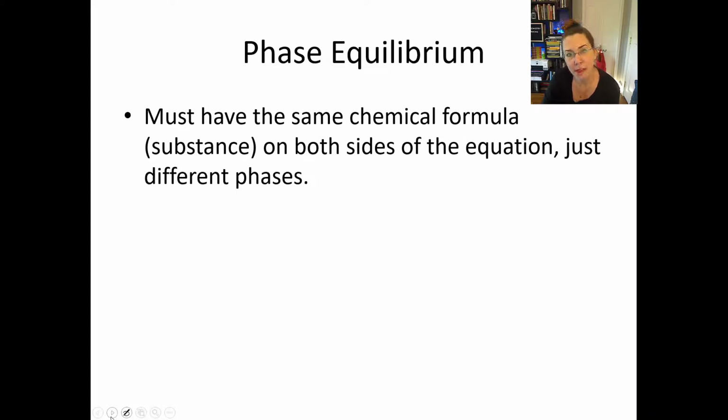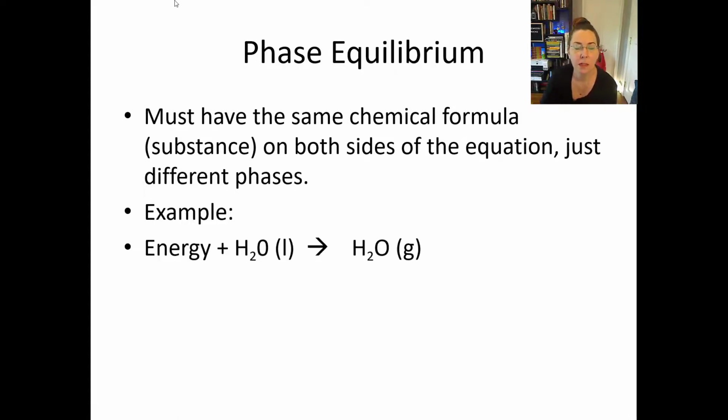So to recognize a phase equilibrium, you have to have the same chemical formula or substance on both sides of your equation, just shown in different phases, with nothing else present. For example, if you had liquid water on one side and gaseous water on the other side of your formula, then that would imply a phase equilibrium change of boiling or vaporizing. So let's look at our example. If we have liquid water and we add energy, we can form gaseous water.